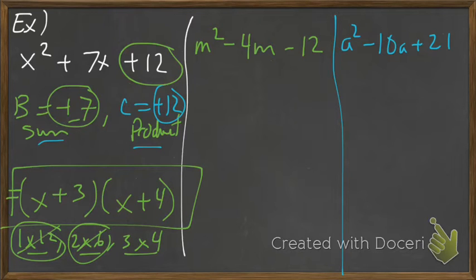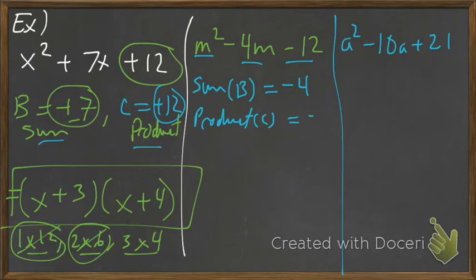We've got m now. Okay, so m squared is equal to m squared minus 4m minus 12. So sum, which is b, equals negative 4. Product, which is c, equals negative 12. So what two values give me... Well, we just did that, didn't we? We can look down here.